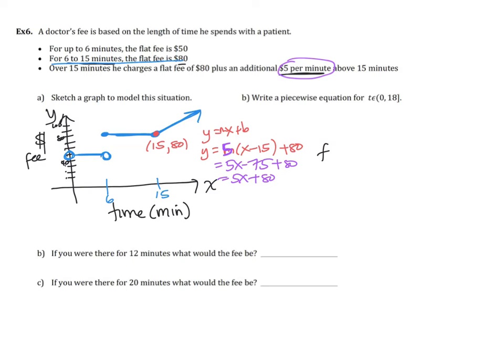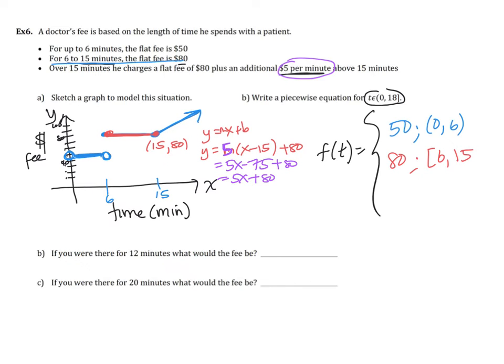So if I'm trying to do this piecewise function, notice here we have a t instead of an x, so it's a function with respect to time. I have 3 pieces. I have this first piece in blue, so it's just going to be a flat $50, and that goes from 0 to 6, exclusive on both of those parts. Then I'm going to go here to this red portion, and that is a flat fee of $80, and that goes from 6 to 15 minutes, right?